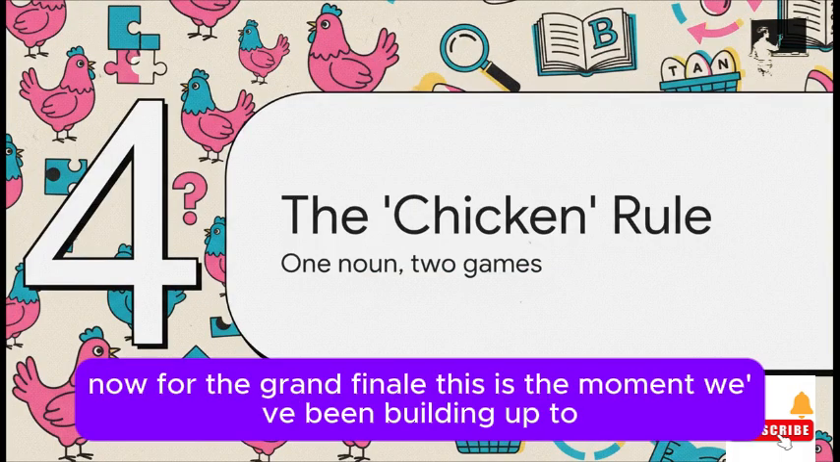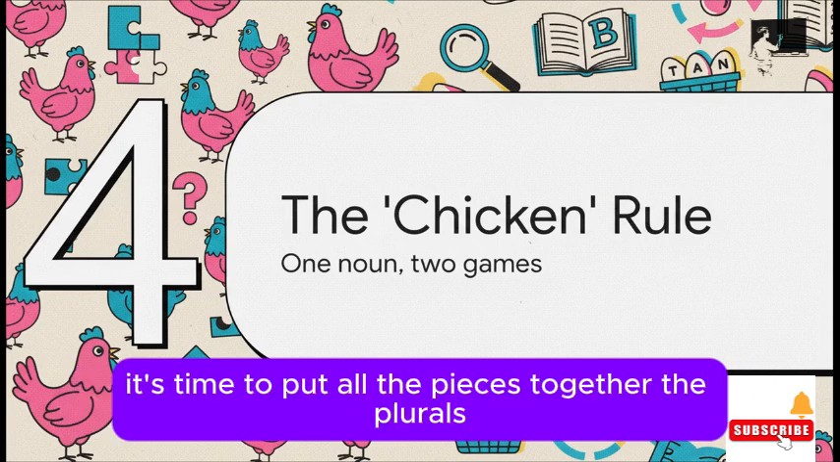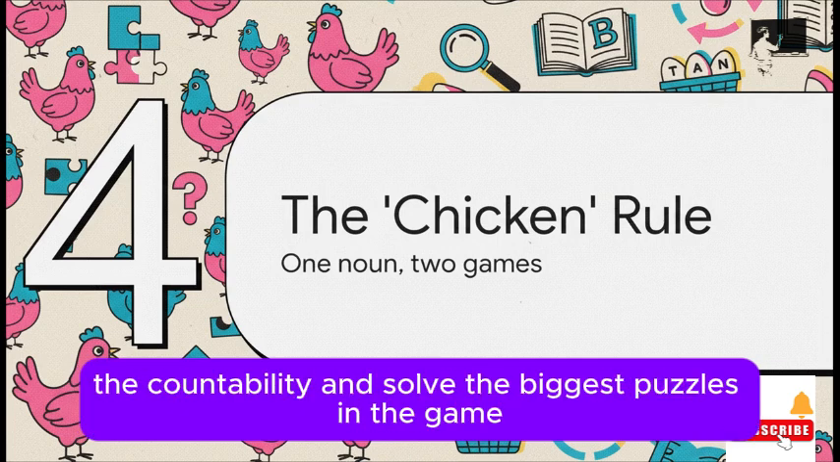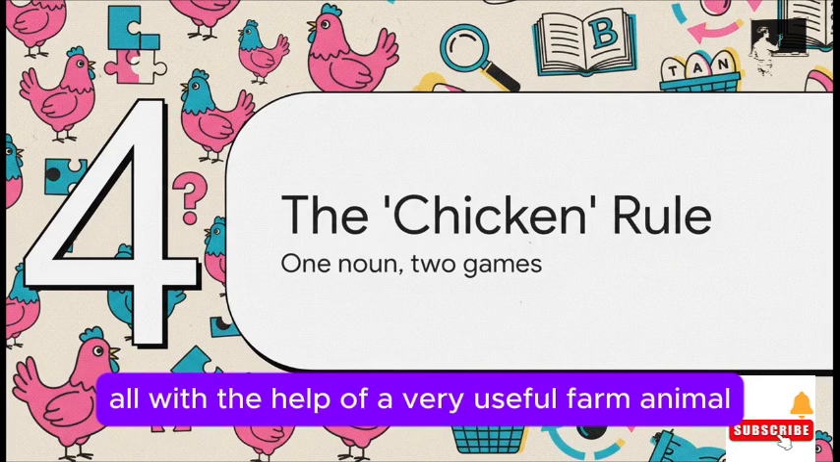Okay, now for the grand finale. This is the moment we've been building up to. It's time to put all the pieces together, the plurals, the countability, and solve the biggest puzzles in the game, all with the help of a very useful farm animal.